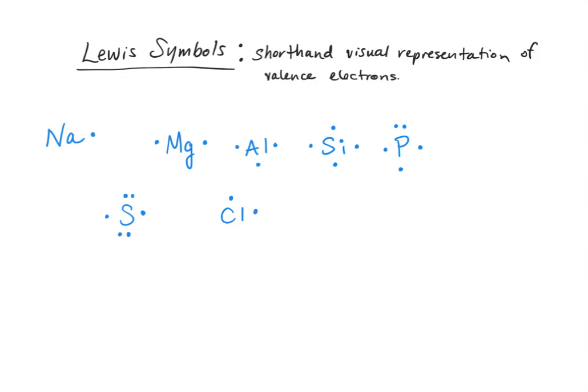Chlorine, with seven valence electrons, gets seven dots around it. Argon has eight. This is how we draw Lewis symbols for atoms to shorthand depict their valence electron configurations.